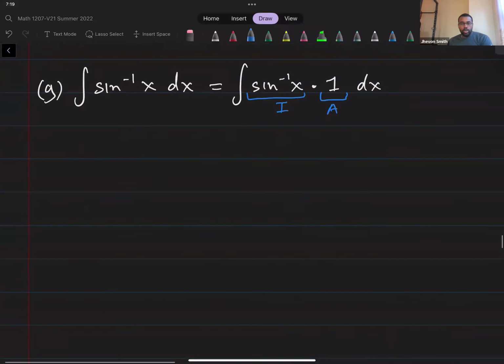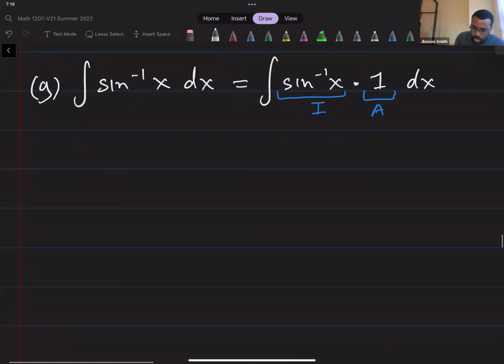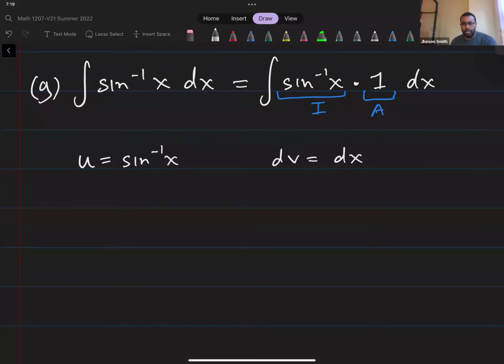So according to LIATE, who gets to be the u? The I. Right. So we start out with u equals the sine inverse, and the dv is the dx. I think that's what they said, but I don't remember. Now the du, we actually know that now.